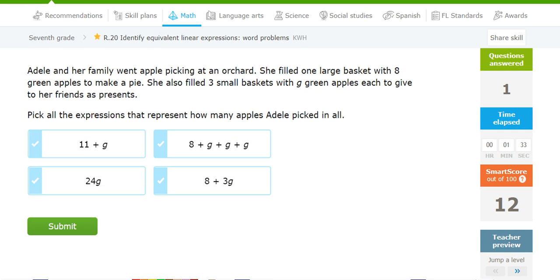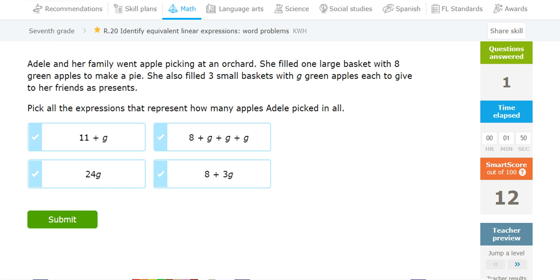Adele and her family went apple picking at an orchard. She filled 1 large basket with 8 green apples to make a pie. She also filled 3 baskets with G green apples to give to her friends as presents. Pick all the expressions that represent how many apples Adele picked in all. Okay, so again, we're going to have to go back through the problem. 1 basket had 8 green apples for a pie, and then 3 small baskets with G green apples each.